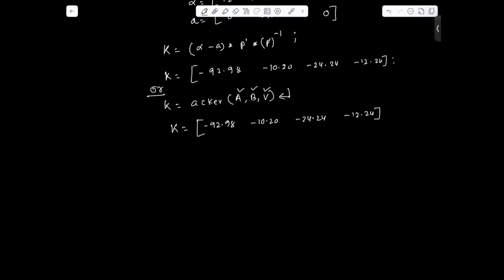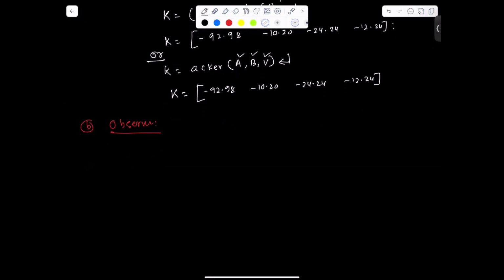Now we'll come to the second part of the question, part B, where we need to find the observer design. Here let us consider that the angular position of the pendulum is available for measurement.